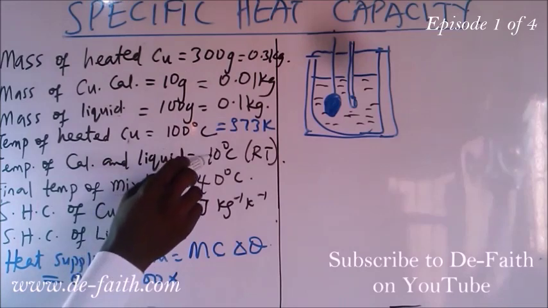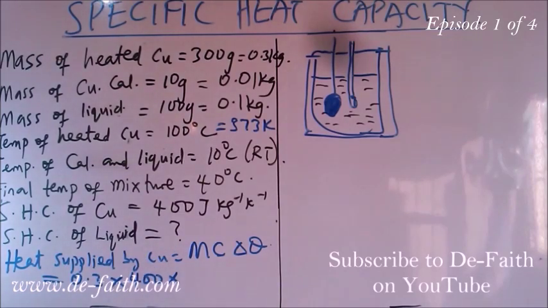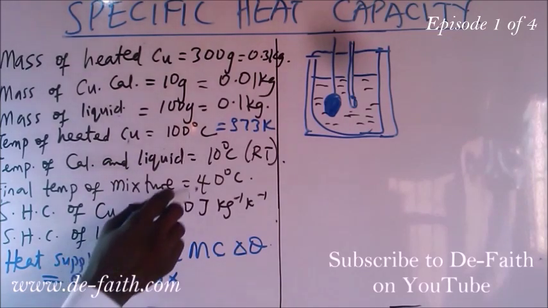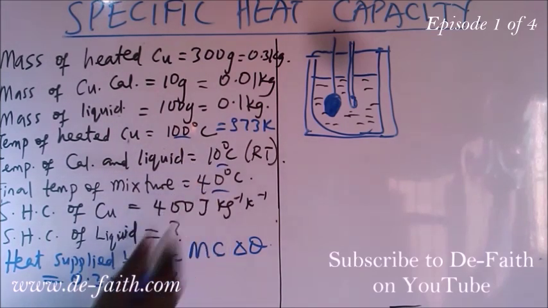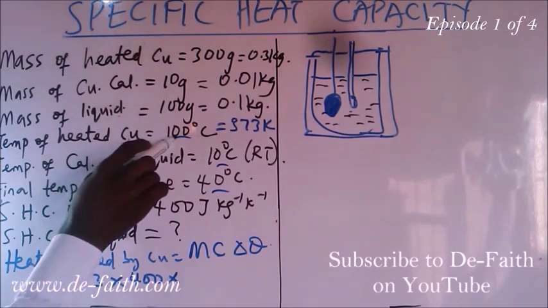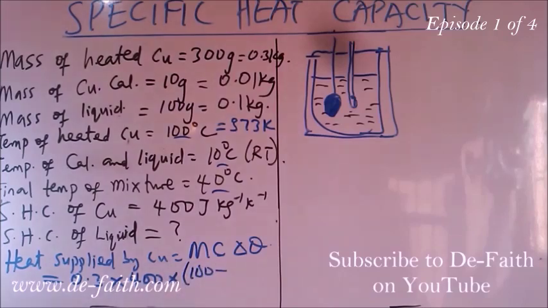Likewise, this will give you 273 plus 10, and that will give 283. And you also convert this, but that does not cause a change in the temperature change, and so we could use it in Celsius like that, except when we get to a point where we are to get our answer in Kelvin. So the copper was initially 100 and it's reduced in temperature to become 40.